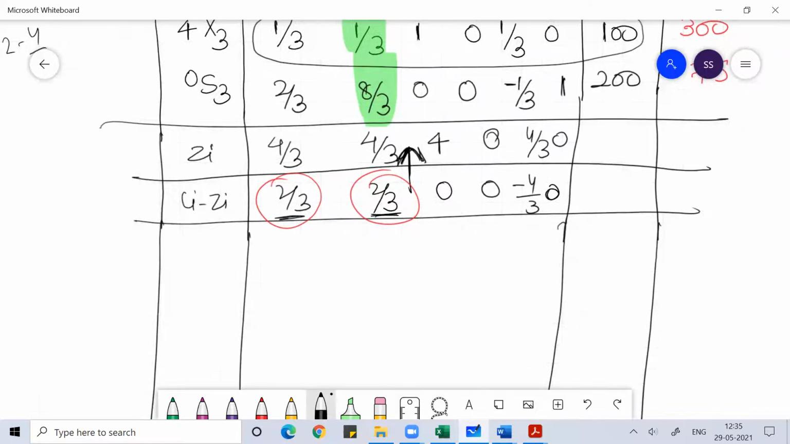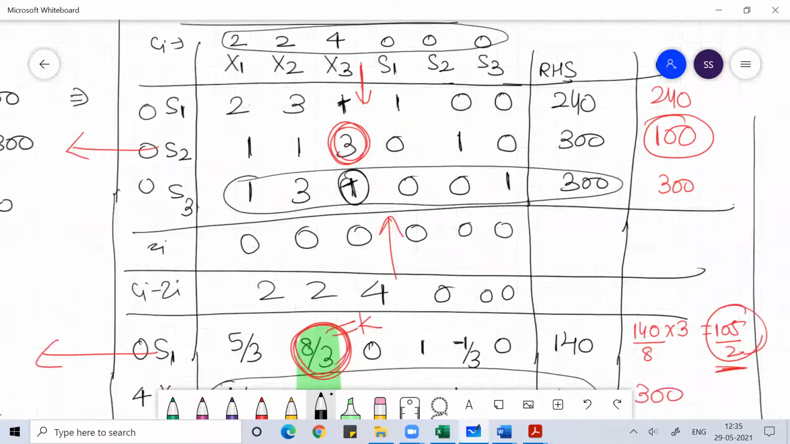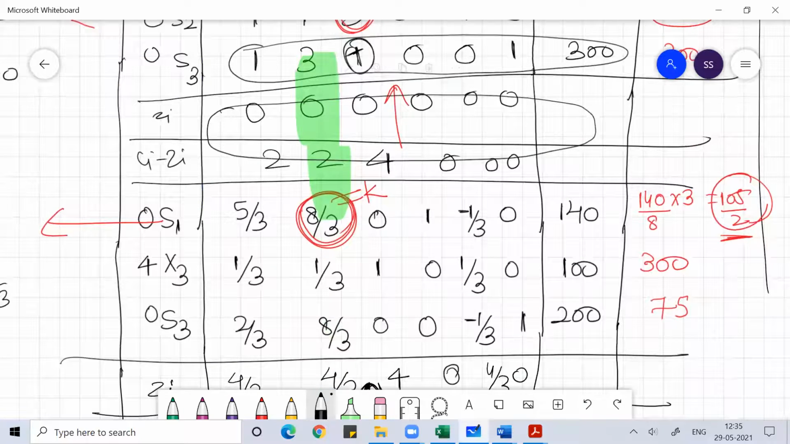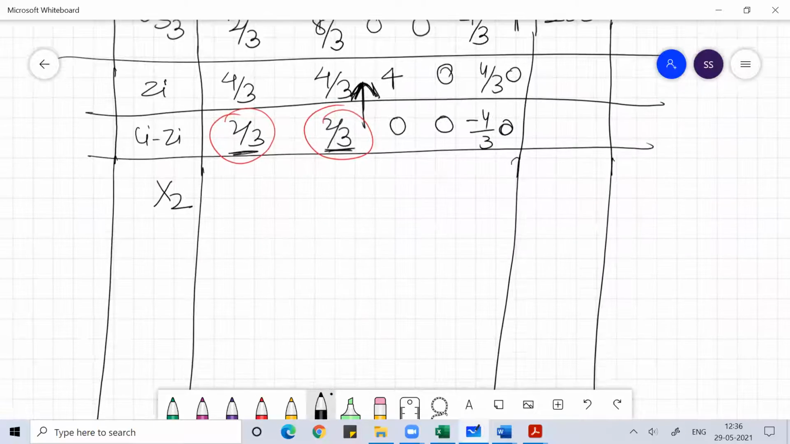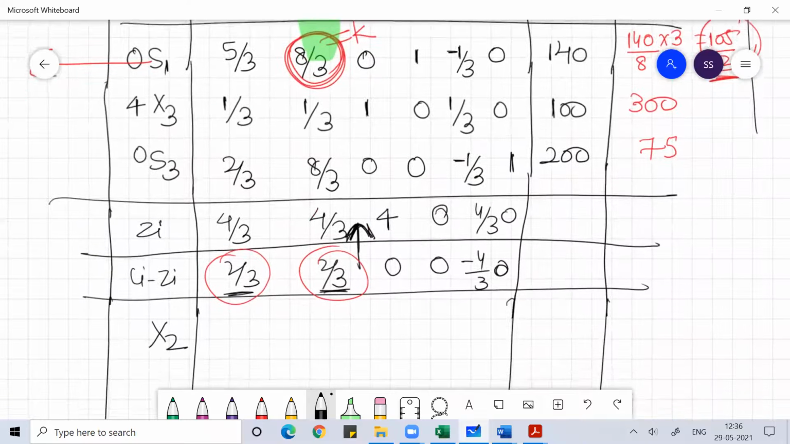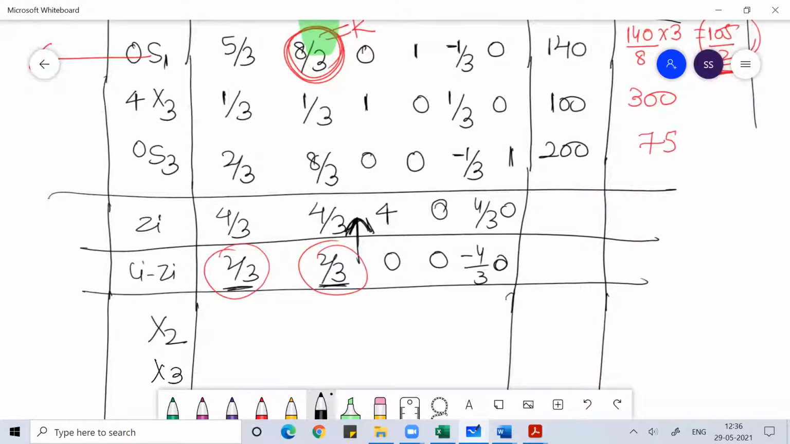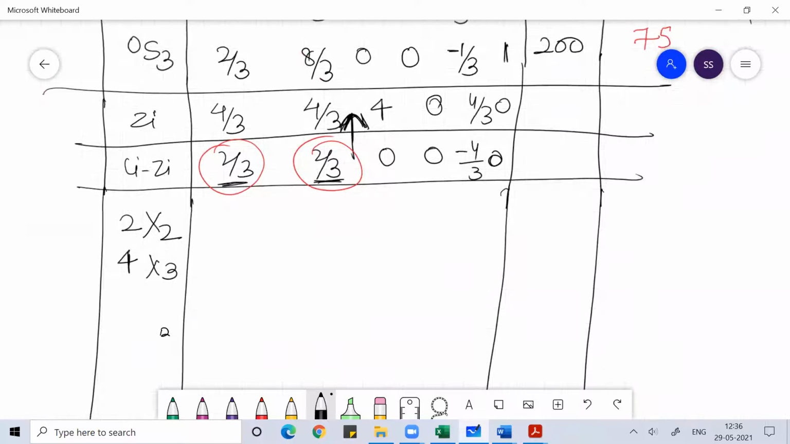So you have x2. What is the coefficient of x2? Yeah, x2 is 2. Coefficient of x2 is 2. And then you have x3, its coefficient is 4. And then you have s3, coefficient is 0.